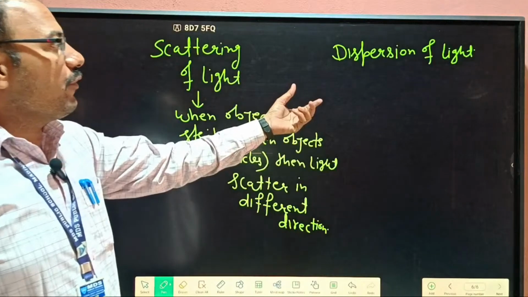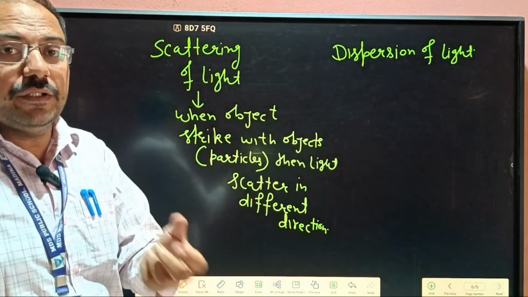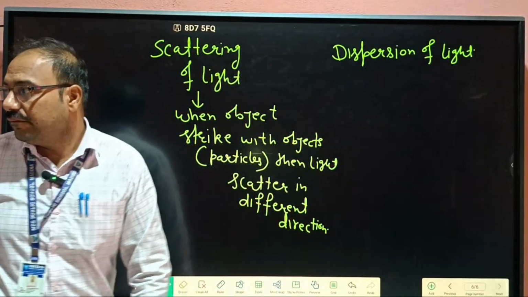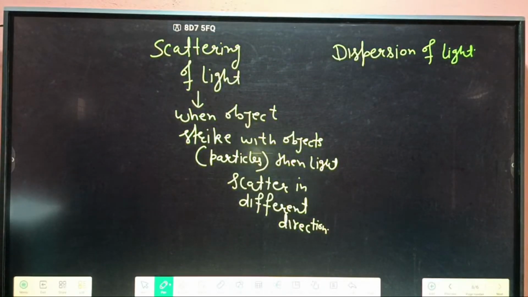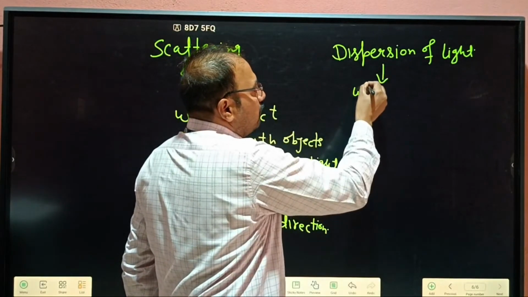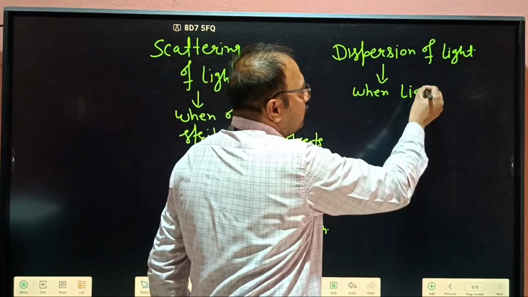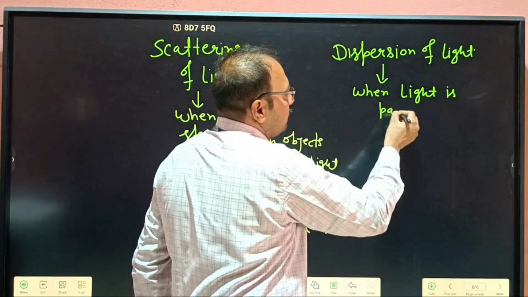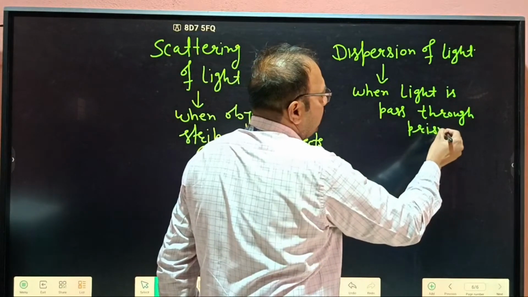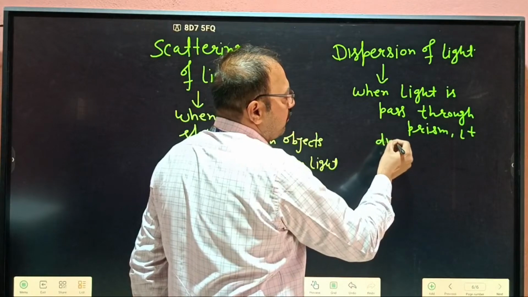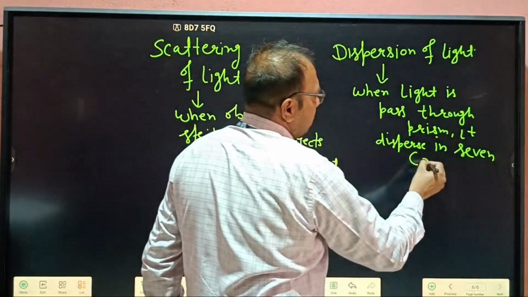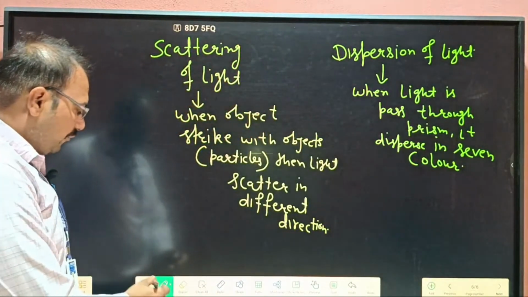And next, what is dispersion of light? When white light is passed through a prism or some prism-like material, then it is divided into the 7 colors. So when light is passed through a prism, it disperses into 7 colors. Okay, so that is dispersion.